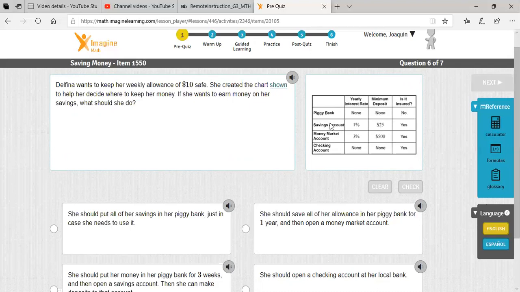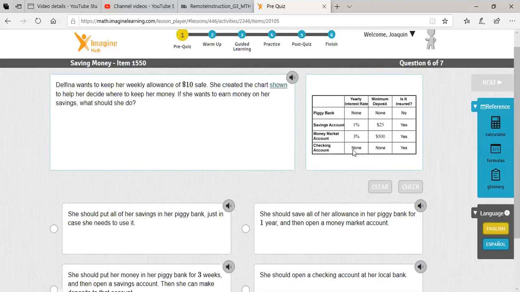We discard that one. Savings account, it will yield 1% only. And the minimum deposit is 25, and she only has $10. So she will have to wait 3 weeks at least to make $30. And therefore, from those $30, she will qualify because the minimum is 25. Money market account, that's 3% yield, and 3% is good, but you need $500, and she doesn't have $500. She only has $10 so far.